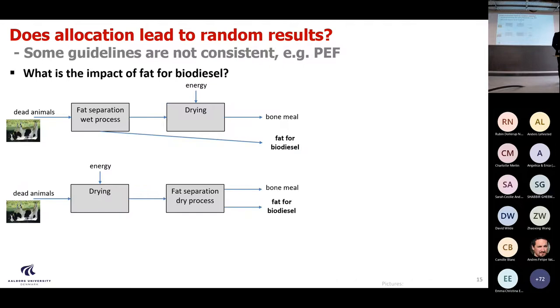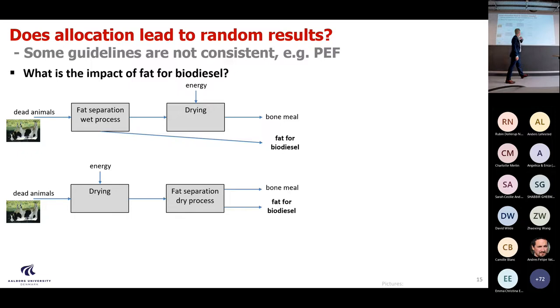Okay, then another question could be, this allocation stuff again, is that something that can lead to random results? Here I have a real life example. I've been working with several rendering industries in Europe. And then let's put the cow upside down and let's try to see what happens with the cow when it's dead and not produced to food. Then we send it to the rendering industry. And when we're doing that, it's processed into bone meal and fat for biodiesel.